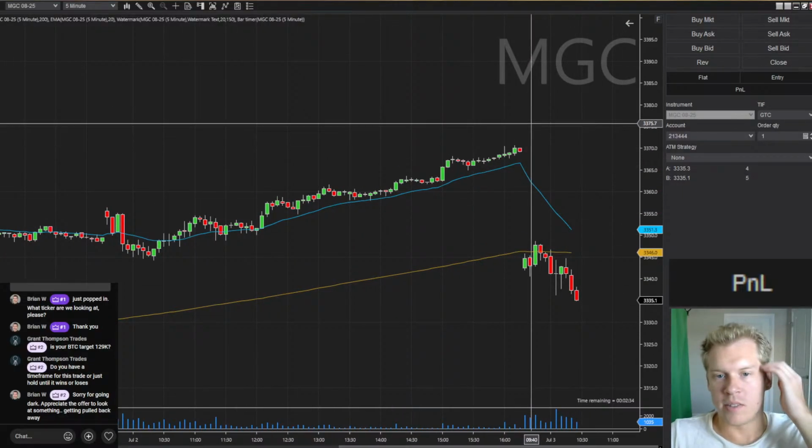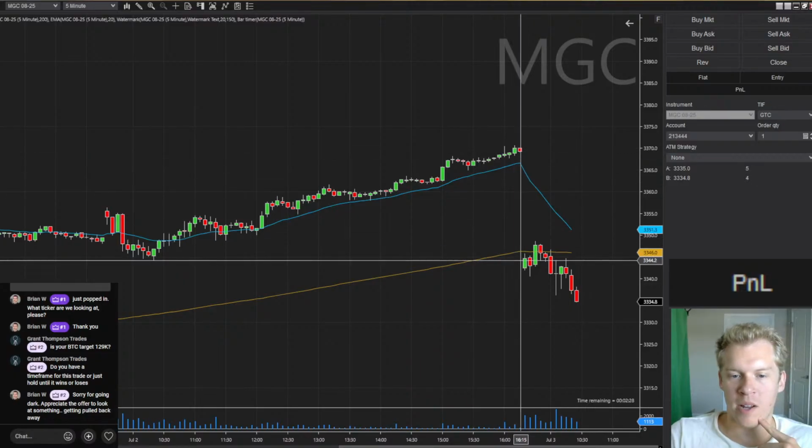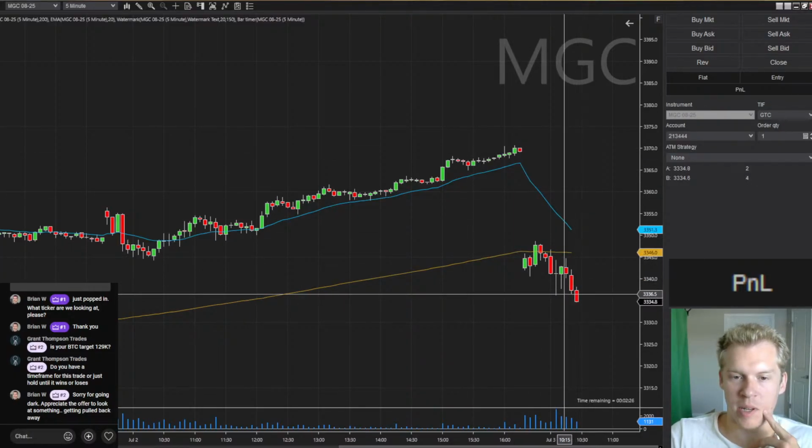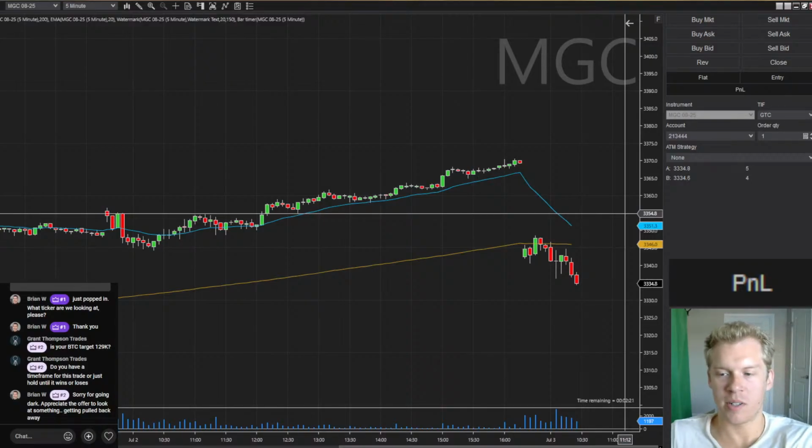So no surprise, this is the gold chart. Gold gapped down, and now we're headed down, while in the E-mini we gapped up and are headed up. So they have that inverse property.